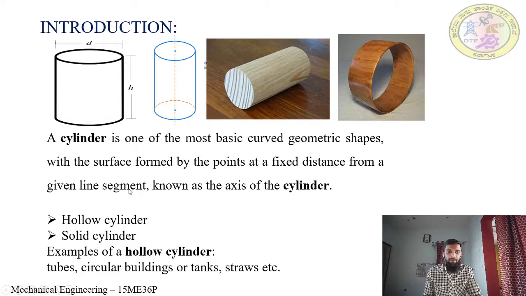And here, if you see, this is the diameter and this is the height of the cylinder. If you vary any of these dimensions, the size of the cylinder may vary, and this is the axis of the cylinder. So you are seeing here examples for hollow cylinder: tube, a circular tank, or straws.